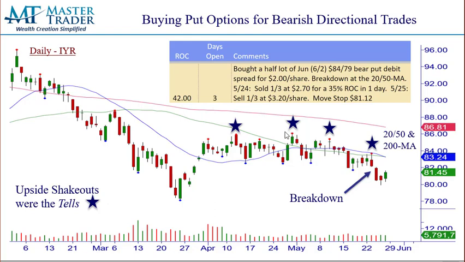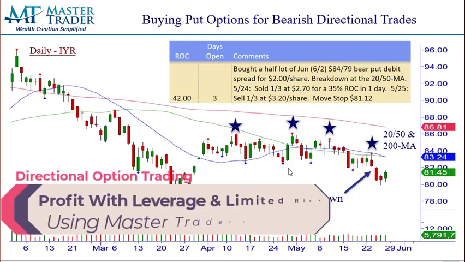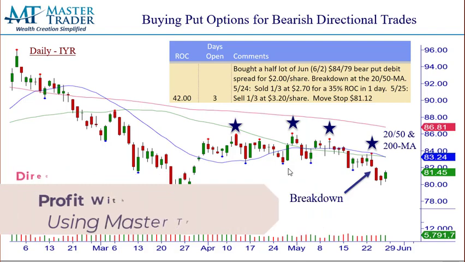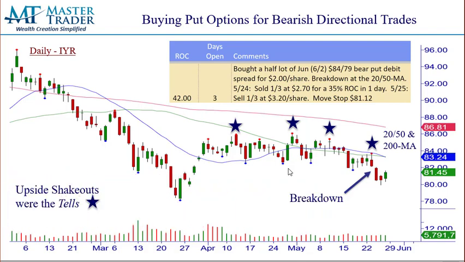A couple others here. We love buying options when the options are liquid because we have the benefit of limited risk, of leverage, and even if we're stopped out, we lose less than had we been trading the underlying stock or ETF. So all these stars are tells in this particular example. They were attempts to break out that failed. Notice again the declining 20 and 50 period moving average.